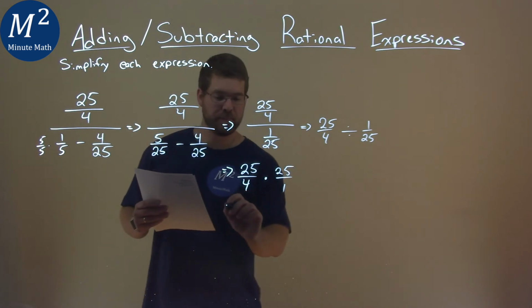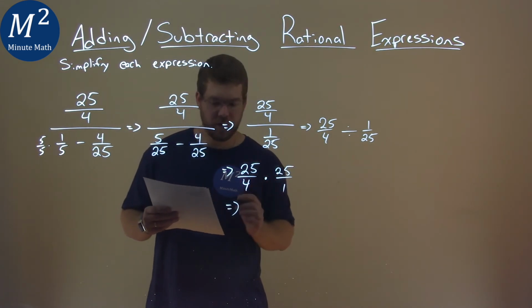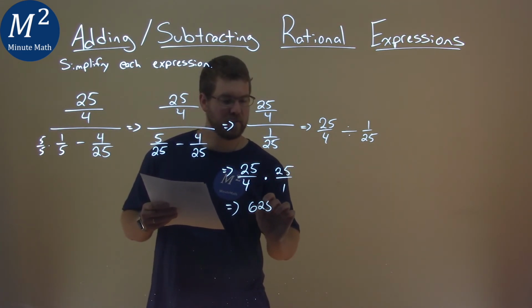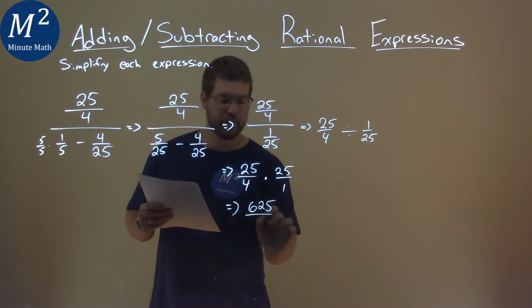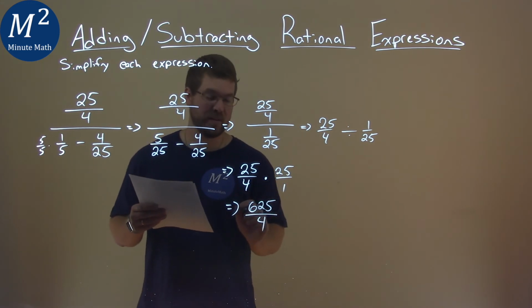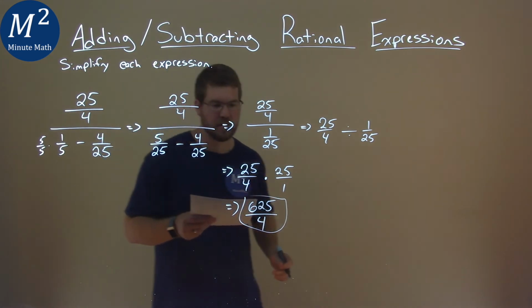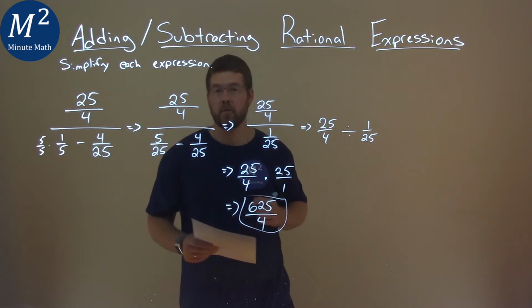Now it's not too bad. 25 times 25 is 625. 4 times 1 is 4, and we're basically done. Our final answer here is 625 over 4.